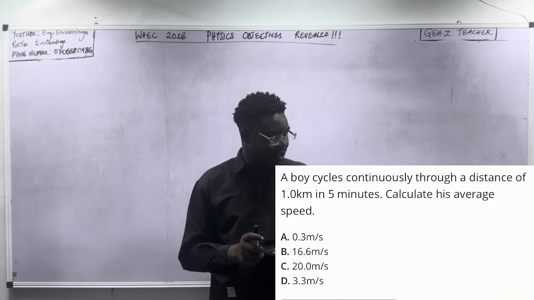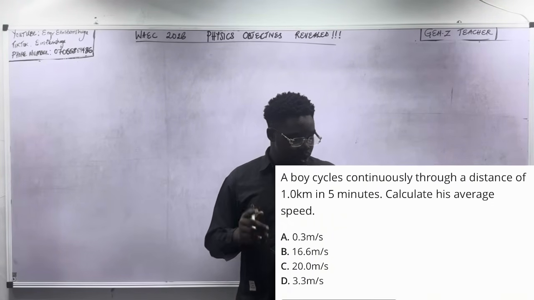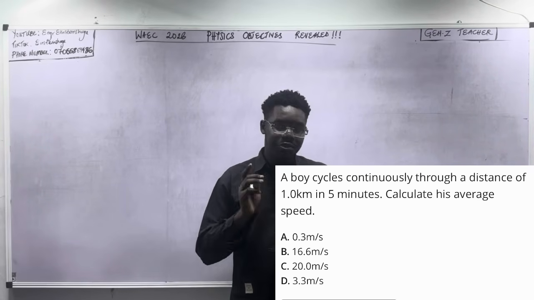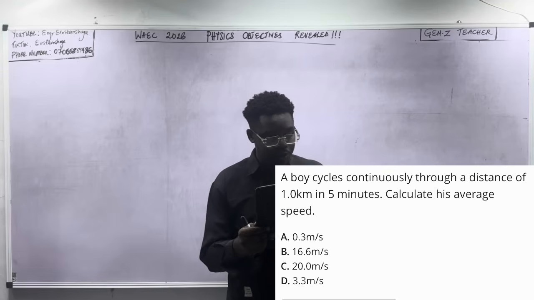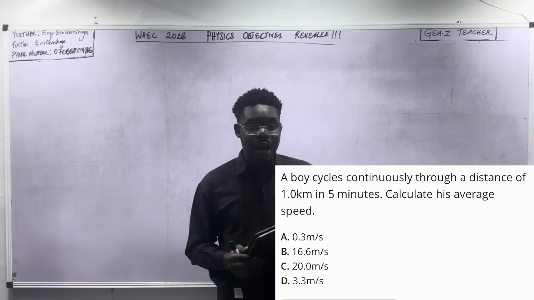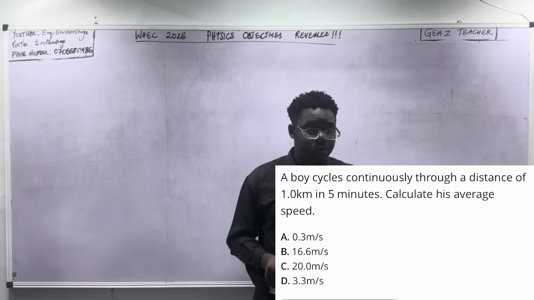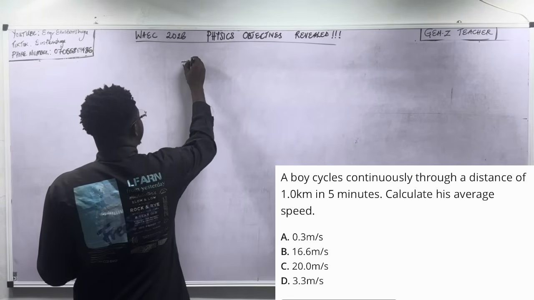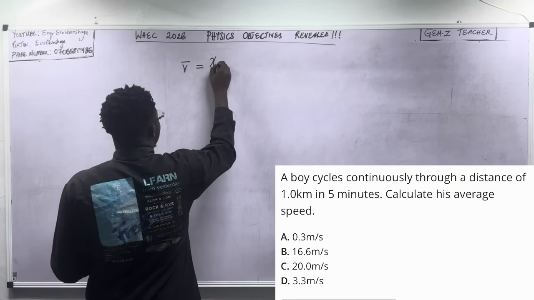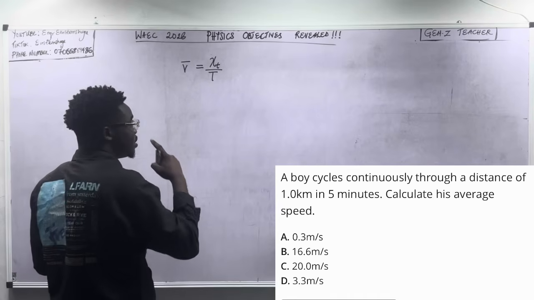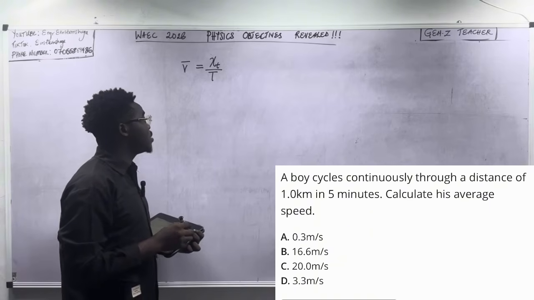A boy cycles continuously through a distance of 1.0 kilometers in 5 minutes. Calculate his average speed. Now we are asked to calculate the average speed of this boy in 5 minutes. Quickly recall that average speed is basically your total distance traveled over the total time taken. X_t is your total distance and then T is your total time.